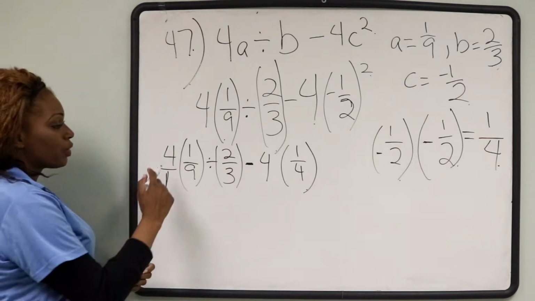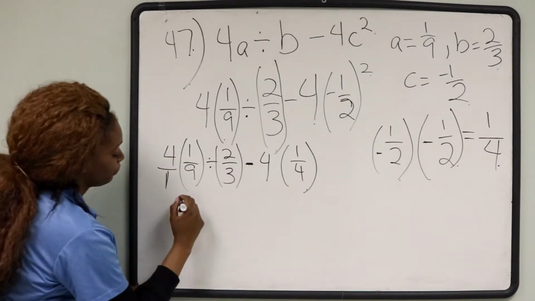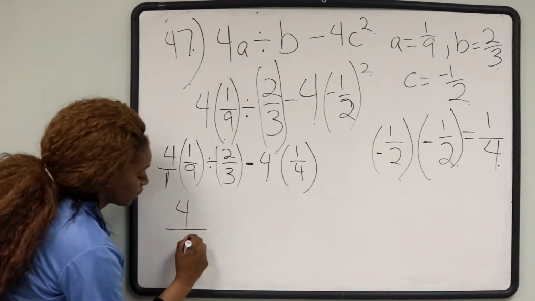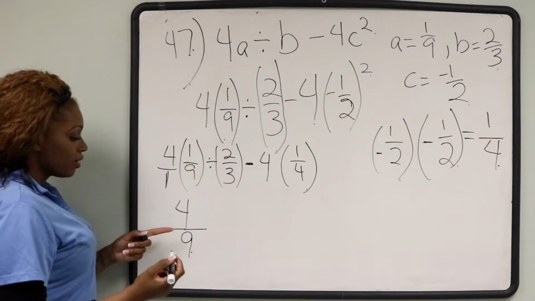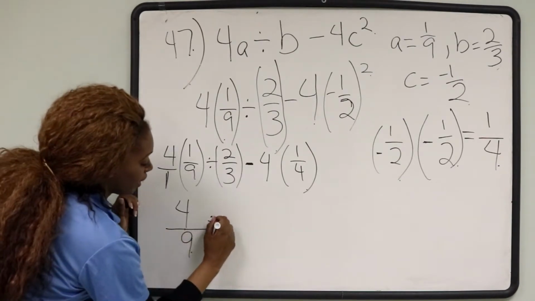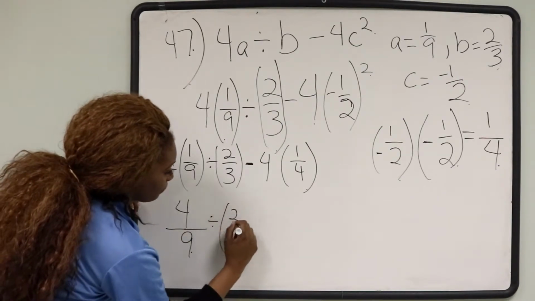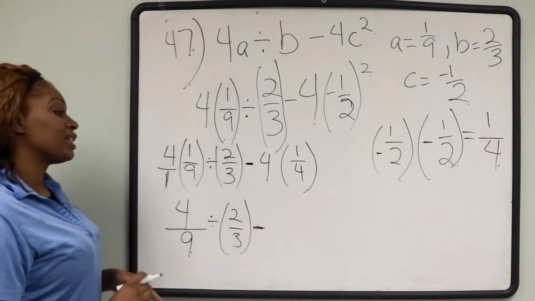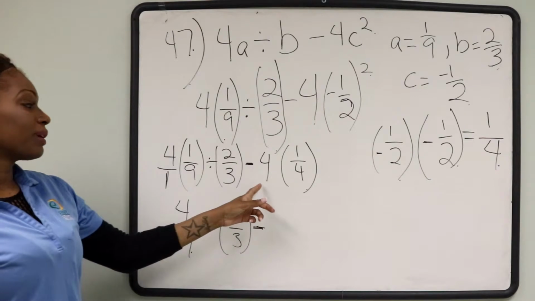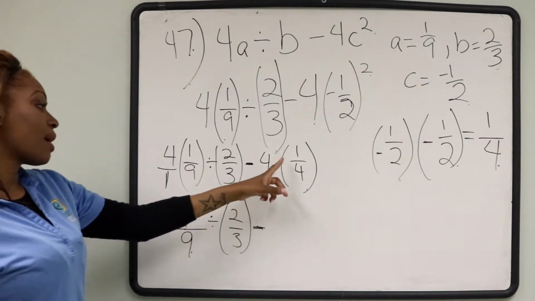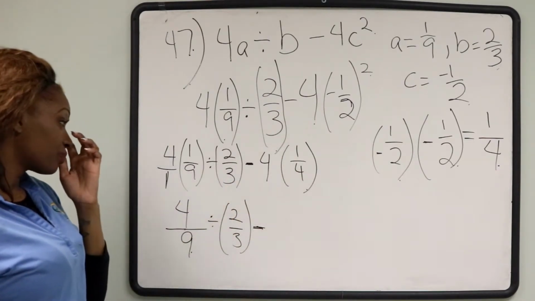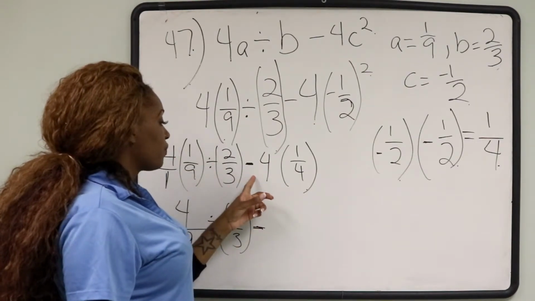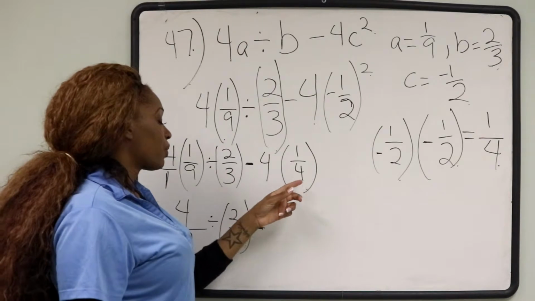And we're simply going to do 4 times 1, which is 4, and 1 times 9, which is 9. So now we have 4/9, and I'm going to rewrite, divided by 2/3 minus, and what I see here is that we have another multiplication. We can multiply 4 times 1/4, okay? So we're going to do -4 times 1/4.